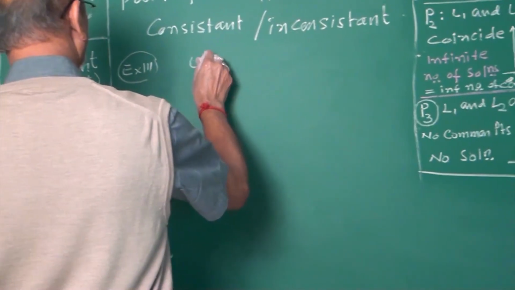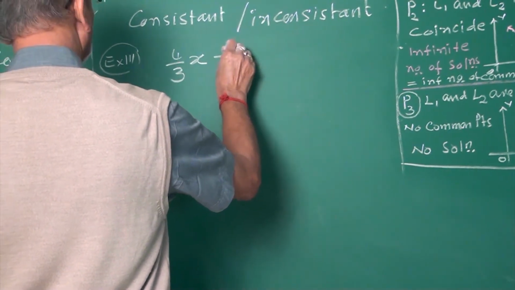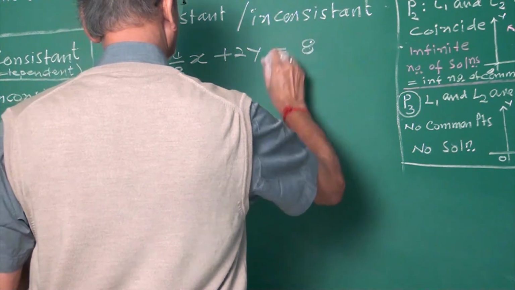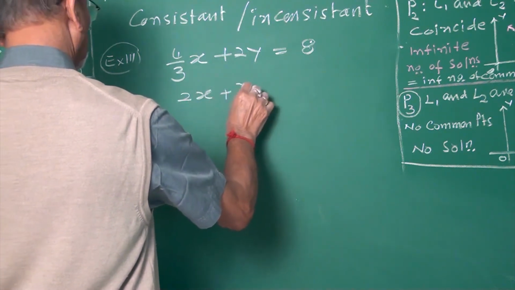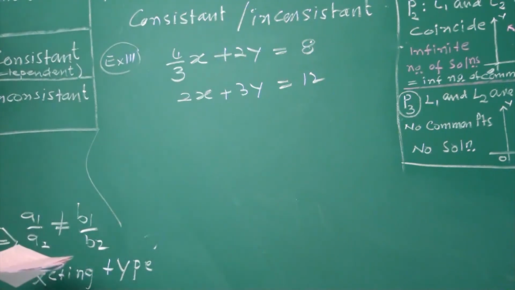The equations are 4 by 3 into x plus 2y equal to 8, and 2x plus 3y equal to 12. These are the given equations. Yes, friends, first write it in the standard form. Then you compare.